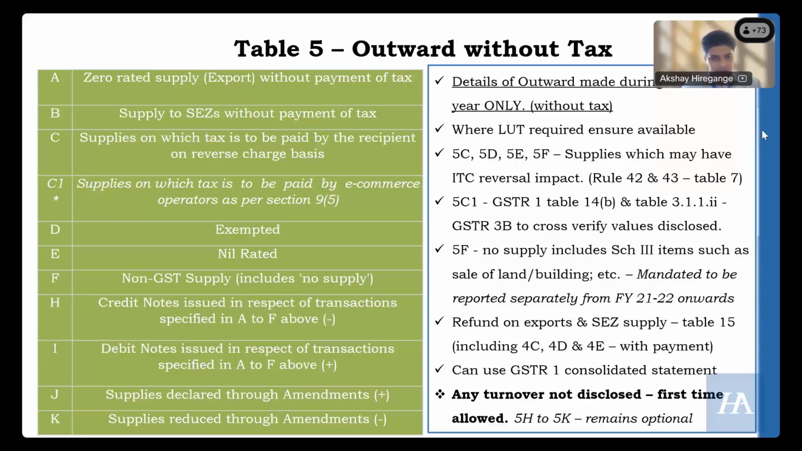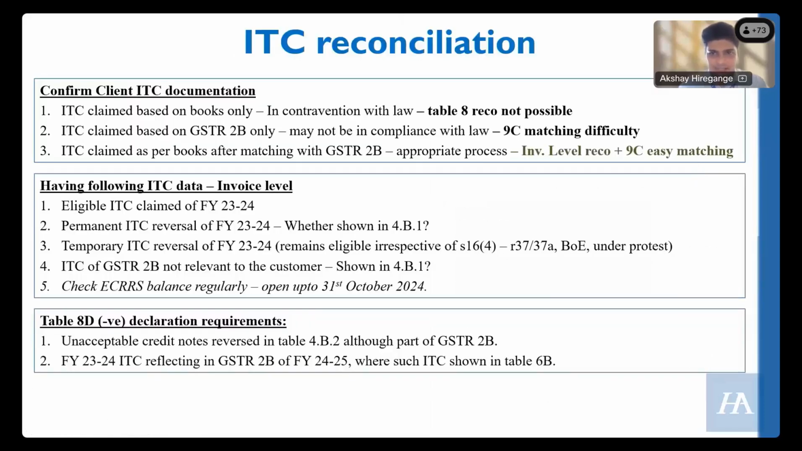Okay, so we had a good interaction with respect to outward supplies. We will now move into the ITC. ITC, first and foremost, we need to understand the credit claim basis. Whether credit is claimed based on books only, whether credit is being claimed only based on 2B, that means the entire 2B I will claim, or credit is based on the matching concept provided in the law. So this last option is ideally the option which is appropriate as per law, and also the position which can give you invoice level reconciliation and help in your 9C ITC disclosures.